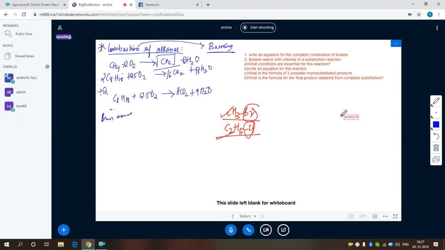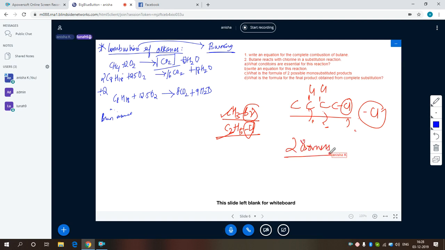Oh, here they're asking about butane and chlorine. So do I put butyl chlorine? The question says butane reacts with chlorine, right? Yes. Butane has four carbon atoms, right? And chlorine, you can place chlorine on any of the carbons. We will have different isomers over here. So you can put this chlorine anywhere. If the same chlorine is put over here, what is the name here? So they need two isomers.